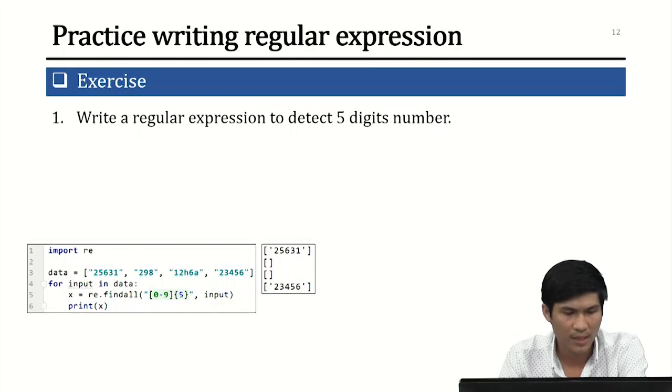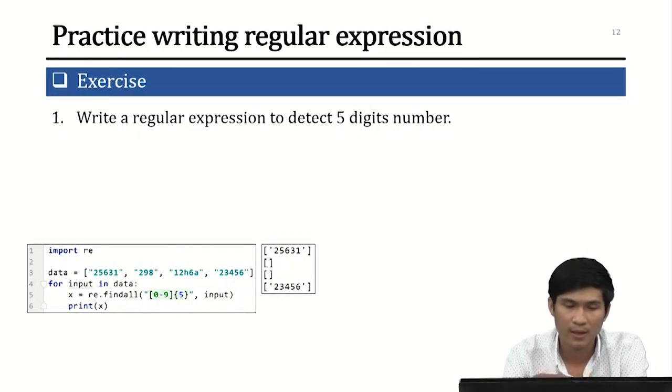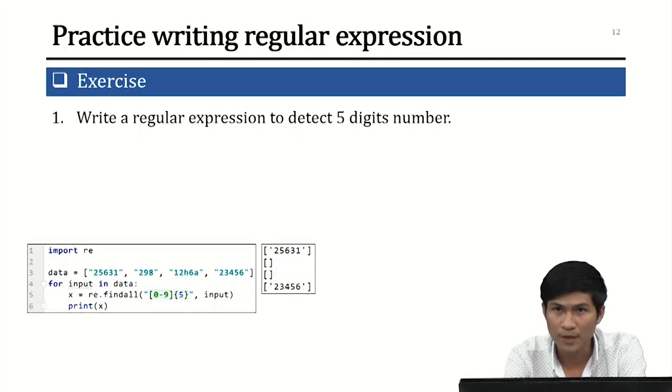As you can see in the sample data, we have the first element 25631. It is 5 digits, right? So as the result, we can get it in an array of the result. And the next element is 298. It is 3 digits, so it does not provide us any matching. So the output of the function is an empty array.